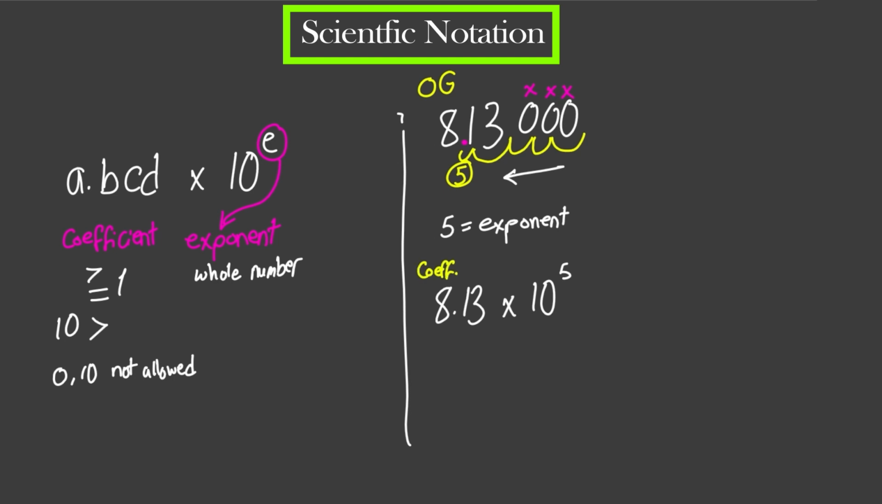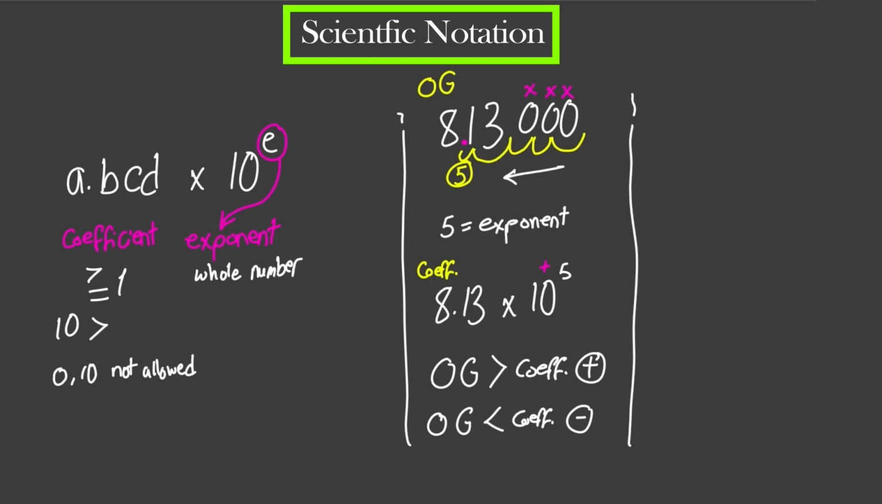If the original number is larger than the coefficient that we found, then the exponent has a positive value. Plus, if the original number is less than the coefficient, then it has a negative value. Now in our example, the original number is greater than the coefficient, right? So the exponent has a positive value. Let's give another example that has a negative exponent value. We'll go for this number.